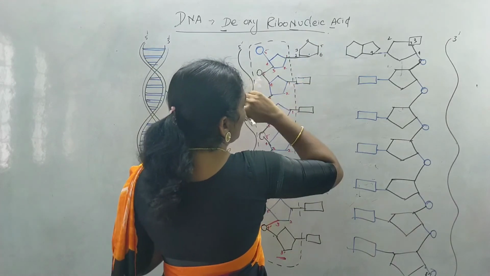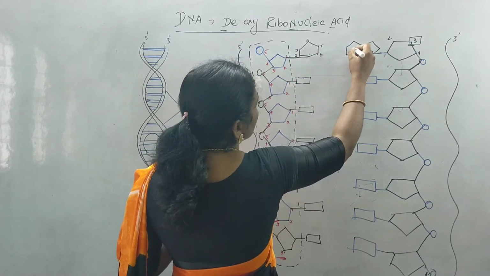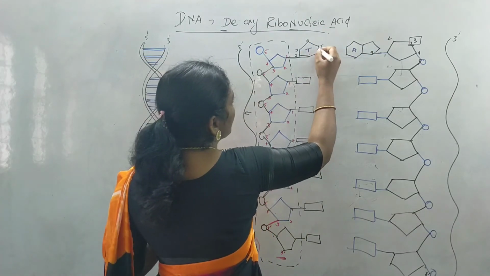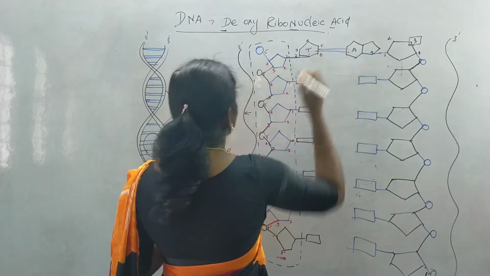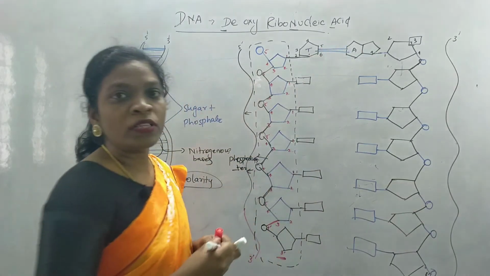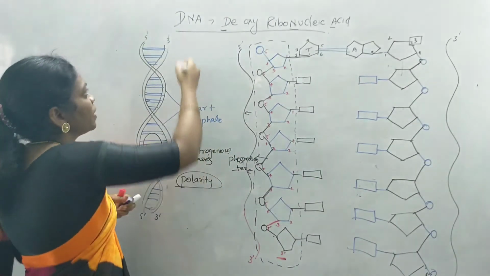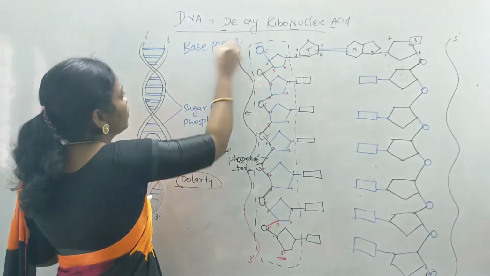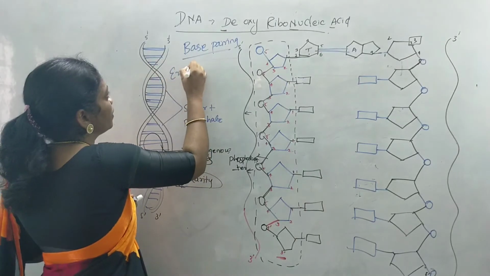So if it is a double ring structure, as we all know, it is adenine. A single ring structure is thymine. So adenine always pairs with thymine, where you can find 2 hydrogen bonds. Okay, there is something known as base pairing. Okay, this base pairing was given by Erwin Chargaff.